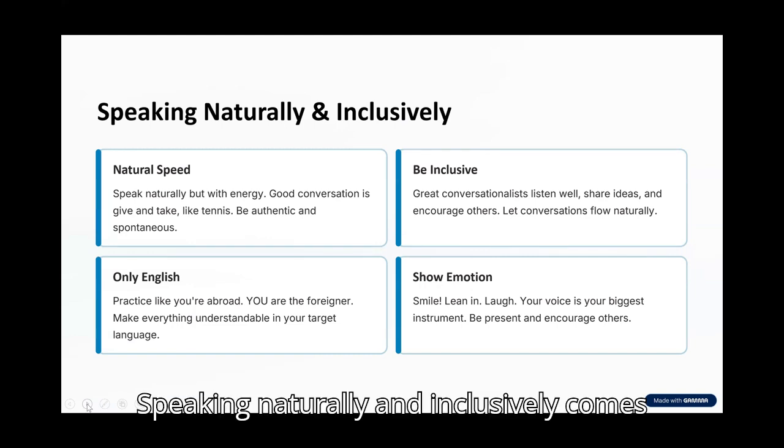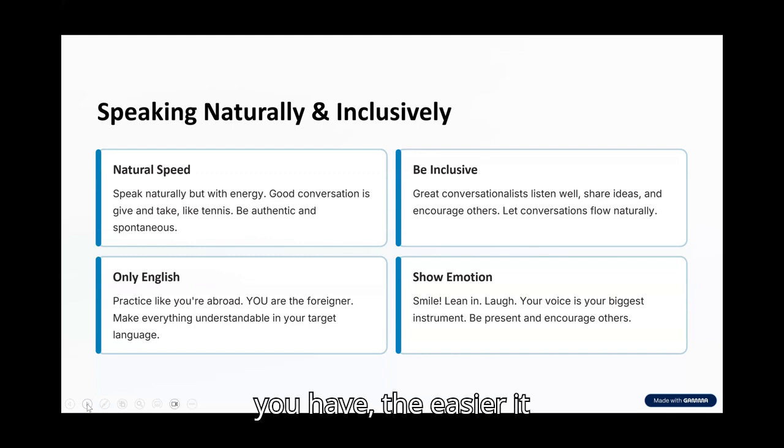Speaking naturally and inclusively comes with practice. The more conversations you have, the easier it gets. Every conversation is practice. We try for natural speed, speak naturally but with energy. Good conversation is give and take, like tennis. Back and forth, back and forth. Be inclusive. Great conversationalists listen well, share ideas, and encourage others.